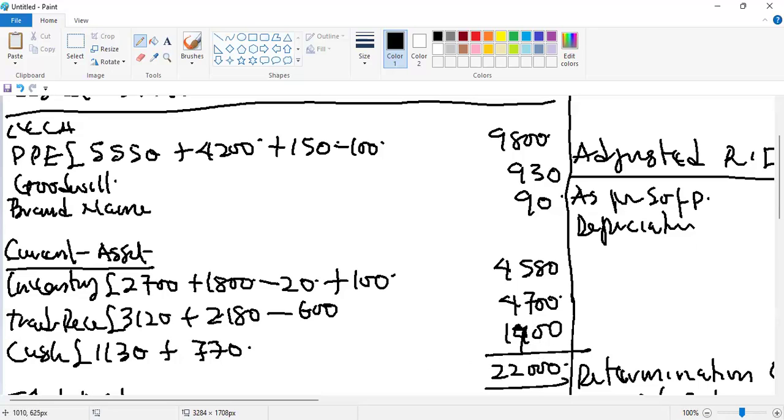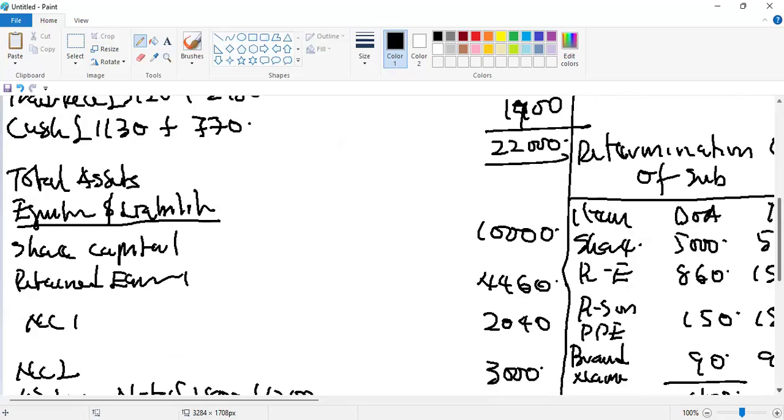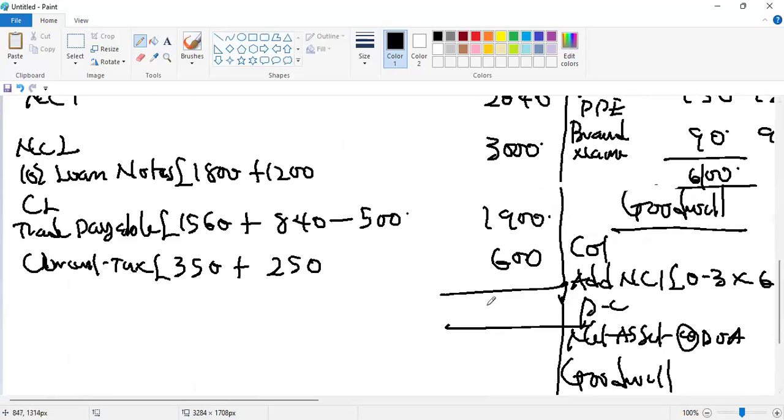I'll go to the equity and liabilities side. The same thing. It's correct. 22,000. So you can look at this one.